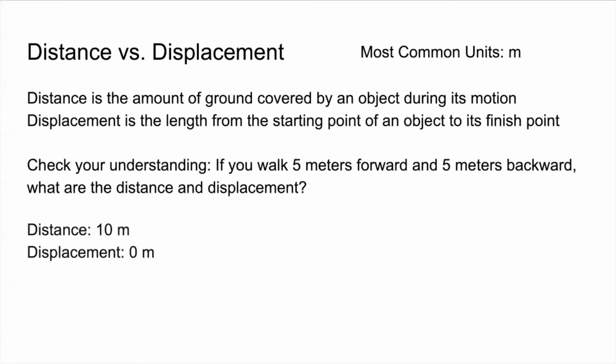So your distance is 10 meters because distance doesn't care about the direction that you're walking in. All that matters is that you walk 5 meters and then you walk another 5 meters. So you've walked a total of 10 meters. And displacement, well, you walked 5 forward and 5 backwards. So you ended up in the same place that you started in. So therefore your displacement is 0.